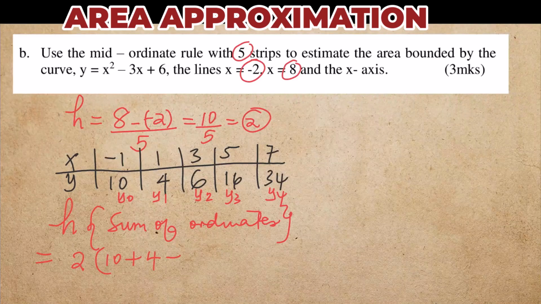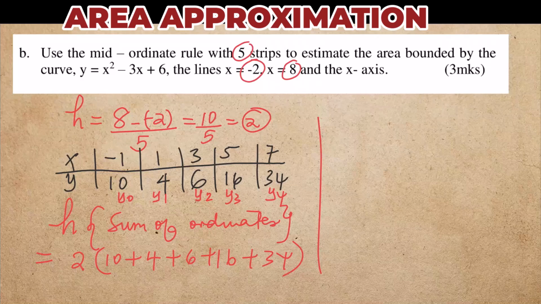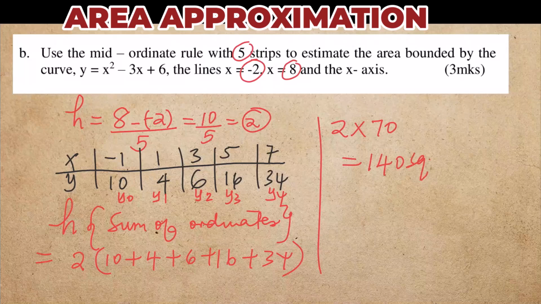So 4 plus 6 plus 16 plus 34. And when you add everything here, this will be 2 multiplied by the sum. So this is 10 plus 4 plus 6 plus 16 plus 34. This will give 70. And this will give 140 square units. So that is the area by use of the mid-ordinate rule. We go to the last one.